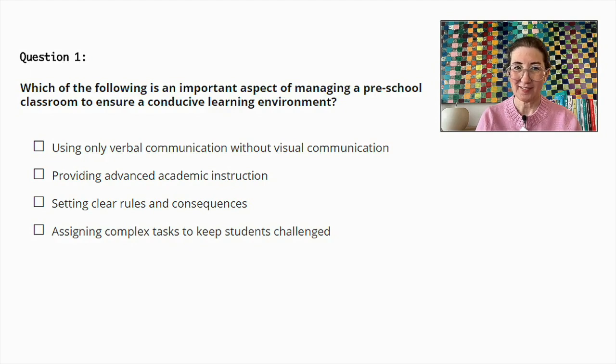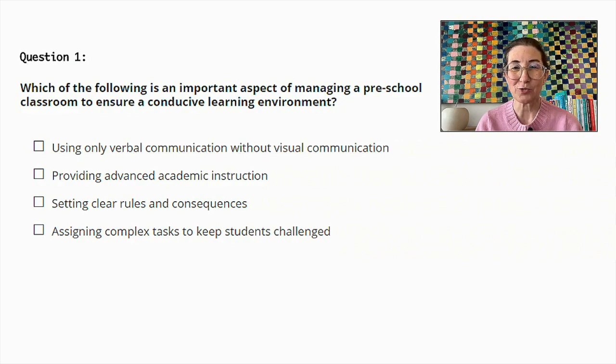Question number 1. Which of the following is an important aspect of managing a preschool classroom to ensure a conducive learning environment? Using only verbal communication without visual communication. Providing advanced academic instruction. Setting clear rules and consequences. Or assigning complex tasks to keep students challenged.